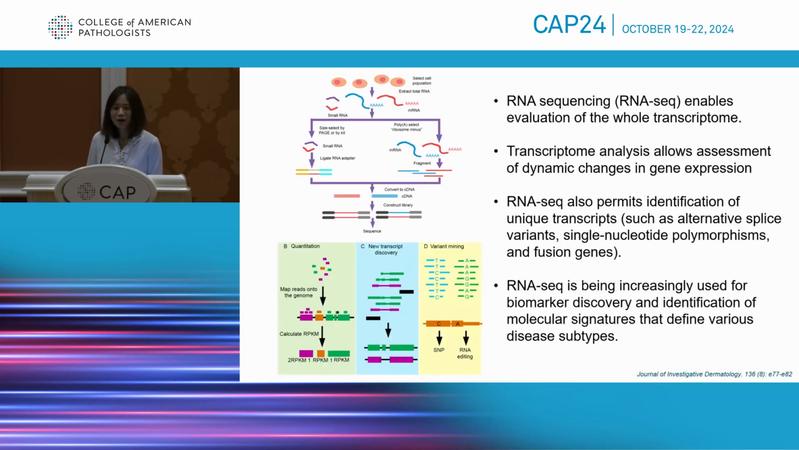Just like what Dr. Furtado said, whole transcriptome analysis really enables the evaluation of the whole transcriptome. The transcriptome analysis allows us to look at the dynamic changes in gene expression. RNA-seq not only identifies unique transcripts, like what Dr. Furtado has shown, such as alternative splicing or novel fusions, but it can also give us information about single nucleotide polymorphisms. It has been increasingly used for biomarker discovery and to identify molecular signatures, like what we just saw. We are identifying cases right now based on gene expression profiling.